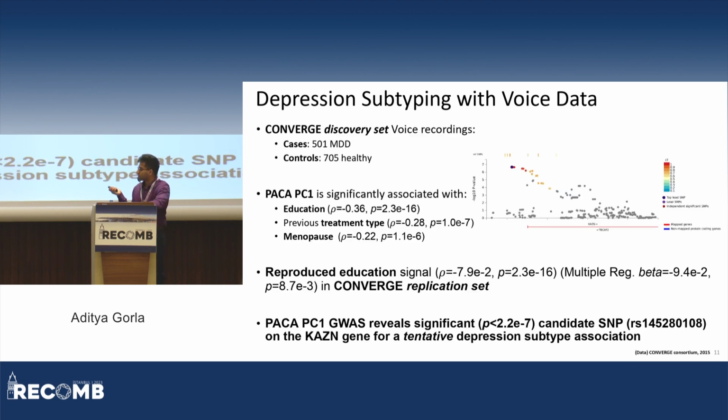But we also did a GWAS where we found a SNP that survives multiple testing correction, and it's on the CASN gene. This gene is interesting because there have been a lot of studies that have shown SNPs on this very gene that associate with educational attainment, treatment resistance to MDD, suicidal thoughts, and other depression phenotypes. So this work is still ongoing, and we hope to see if there are important biological implications in relation to PACA PC1 and subtypes of depression.